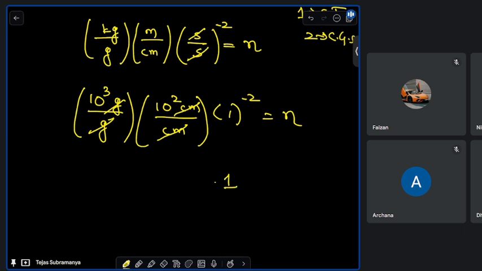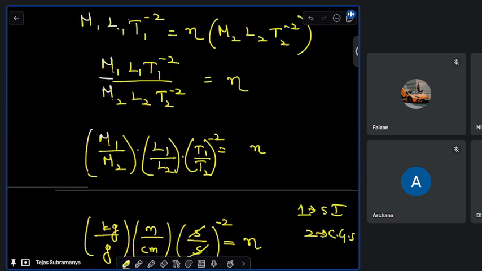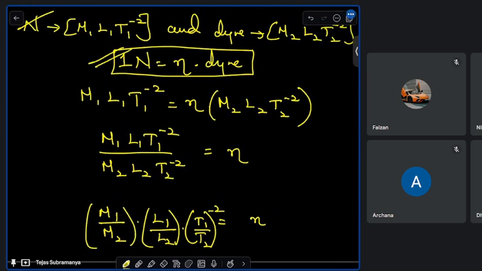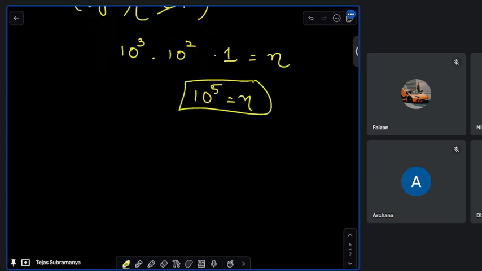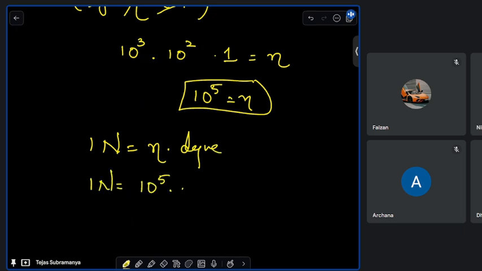In the first bracket, what's the answer I'm getting? 10 to the power 3. Second bracket, 10 to the power 2, into 1 is equal to n. Now apply indices. The bases are same, multiplication sign in between, so we add the powers: 10 to the power 5. Go back to the main equation where I assumed 1 Newton is equal to n dyne. But now I know the value of n. 1 Newton is equal to 10 to the power 5 dyne.